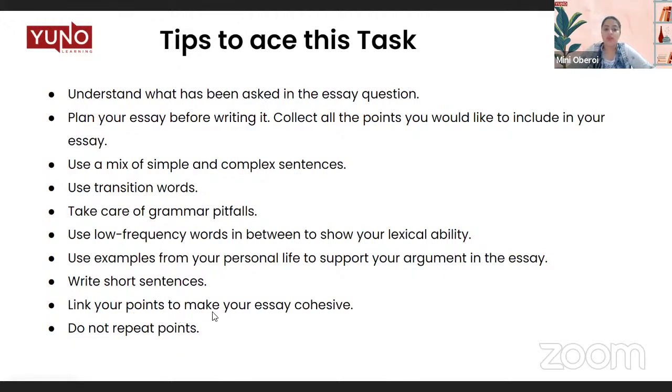Link your points to make your essay cohesive. So when we connect our ideas, our thoughts, automatically we have a better cohesive answer. And do not repeat your points, please. Always come up with a new point and give 1 point to 1 body paragraph. Don't do this that, okay, in 1 body paragraph, I'll add 3 to 4 ideas. Stick to 1 point per paragraph, right?